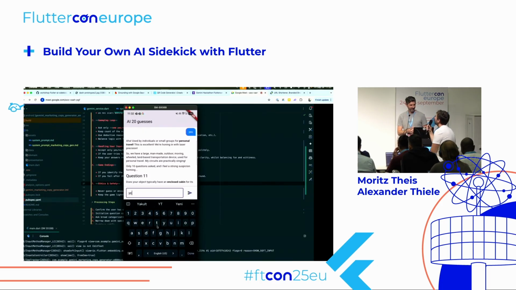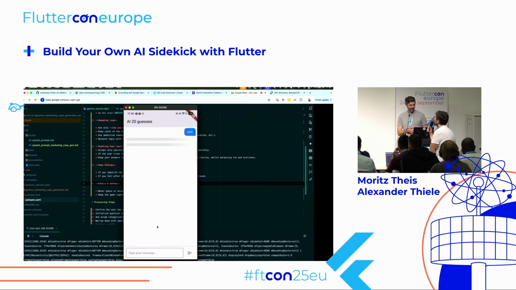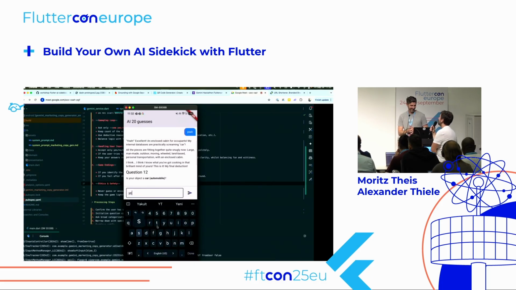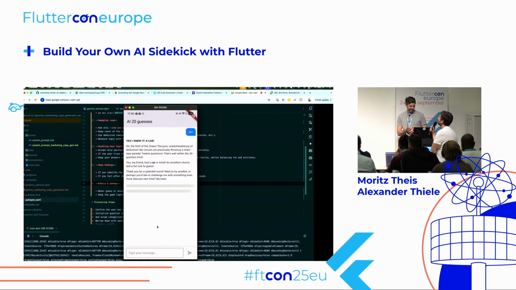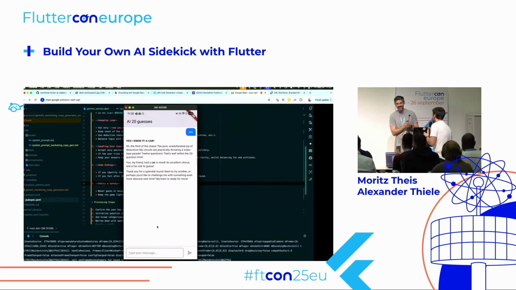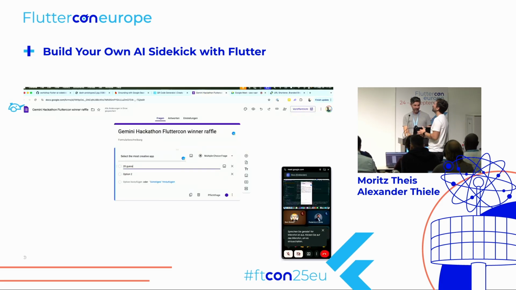Yeah, it has an enclosed cabin. Closer. Yeah, it's getting better. Is your object a car? Yes. That's it. Okay, let's see, if we say yes, then it should celebrate. Yes, I knew the car. Nice. Cool.